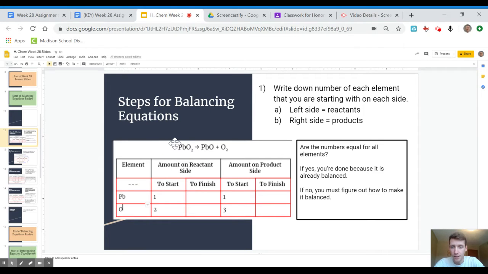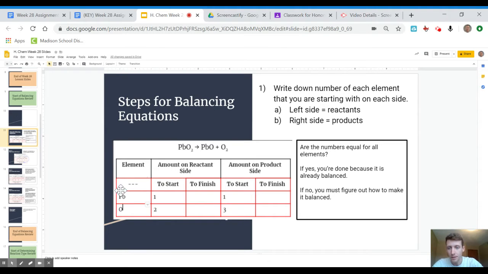Whatever I have on this side, I need to have the same amount on this side. That is the law of conservation of mass. Whatever goes into the reaction is coming out of the reaction. We cannot create nor destroy matter. So whatever we put in also has to come out on the other side.